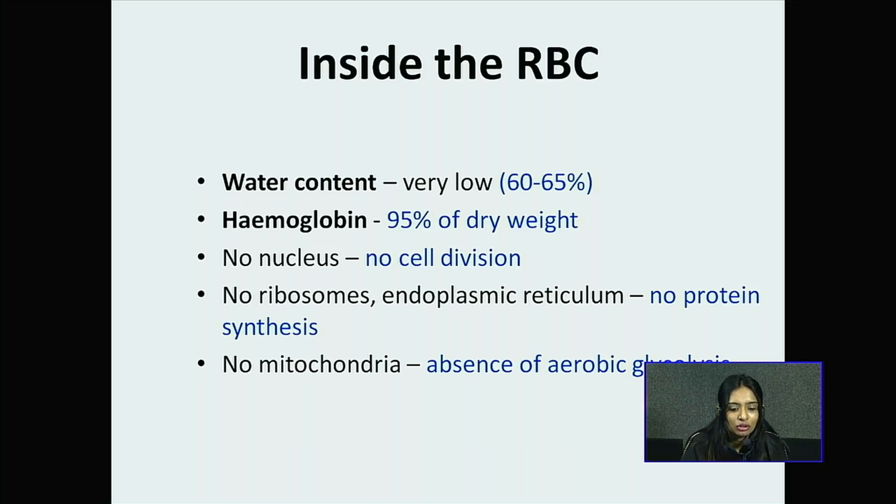Then comes the inside of the RBC. The water content of RBC is very low, as we know, because most of the space is occupied by hemoglobin. That's why most of the cell organelles and the nucleus are absent, to store the maximum hemoglobin. So 95% of the dry weight of RBC is hemoglobin. No nucleus, so there will be no cell division, no ribosomes, no endoplasmic reticulum. That's why there is no protein synthesis, no mitochondria, and absence of aerobic glycolysis.